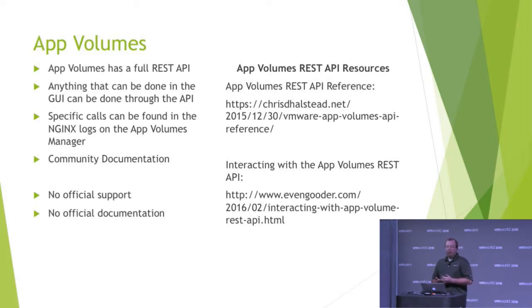If there's something you can't find in one of those two blog posts, App Volumes uses Nginx as its web server, so you can go into the logs and find out what the calls are that you need to do. There is no official support, no official documentation for this. This is all community driven, but this is a great way to do automation around App Volumes. And if you have a chance, Thomas Brown from RES Software recently wrote a PowerShell module that takes care of a lot of it, creating commandlets that you can use to interface with the REST API.